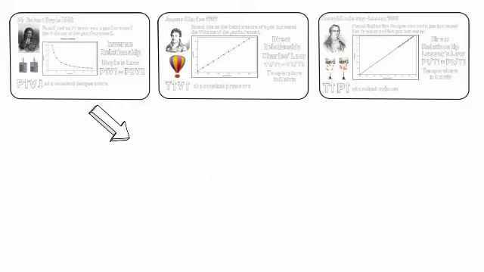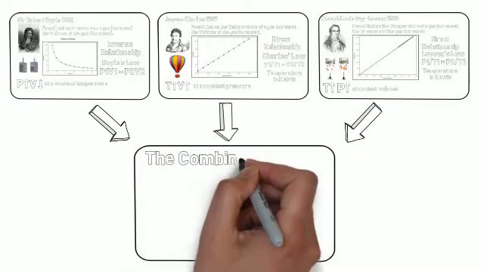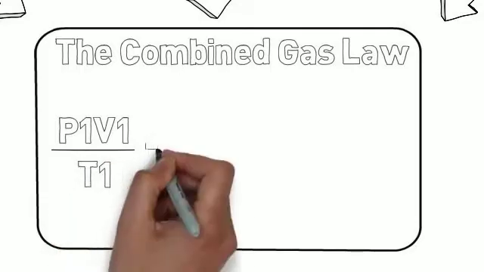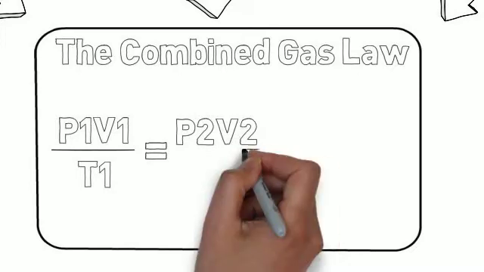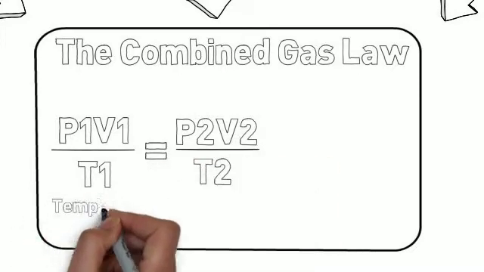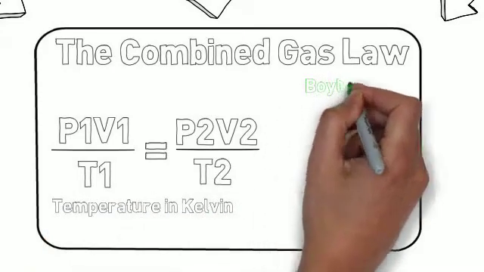So we could take all three of these laws, Boyle's law, Charles' law, and Gay-Lussac's law, and we can combine them together into the combined gas law. And the combined gas law is P1 times V1 over T1 equals P2 times V2 over T2. And if you look at this law closely, you can see that it contains the three expressions that we were previously talking about.